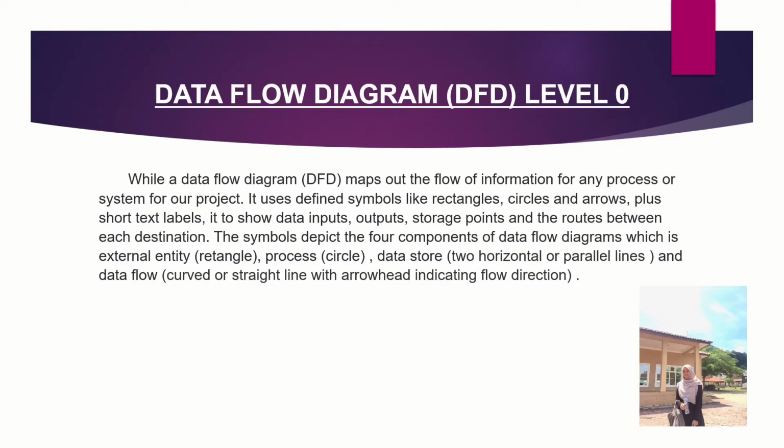The symbols depict the four components of a data flow diagram, which are external entities, process, data store and data flow. The symbol for external entities is a rectangle. For process, the symbol is a circle. Next, data store. The symbol for data store is two horizontal or parallel lines. And the last one, data flow. The symbol for data flow is a curved or straight line with an arrowhead indicating flow direction.